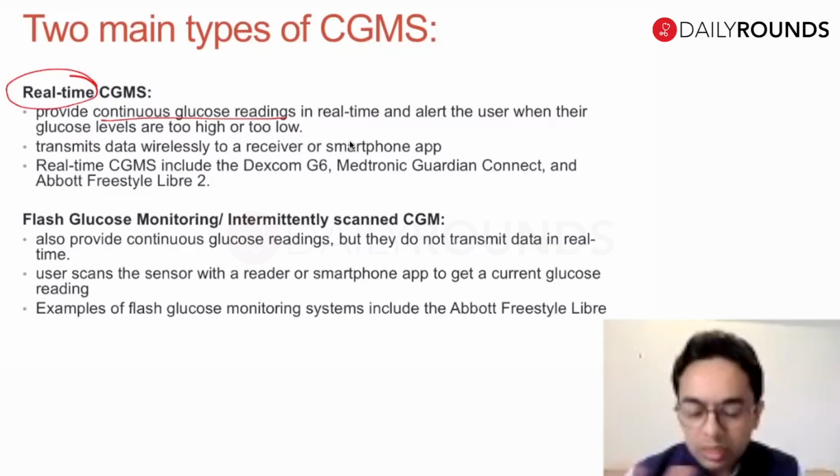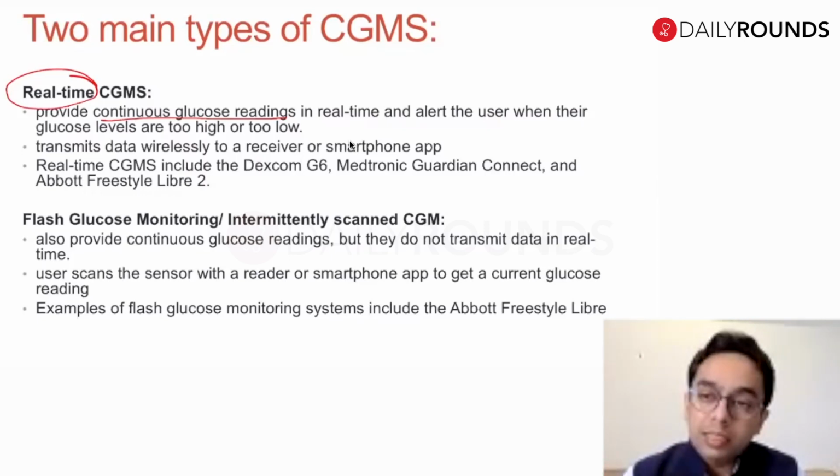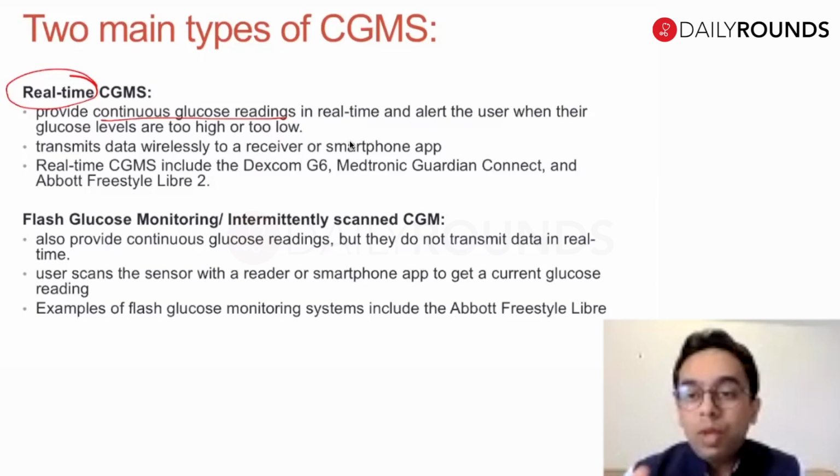That means it conveys through the NFC, near field communication, where you have to bring your reader near to your sensor, and then that sensor data would be displayed on your reader. That is what happens. That is flash or intermittent scan: whenever you want to check the blood sugar, you scan your sensor through your reader. That is what you do in flash CGM.